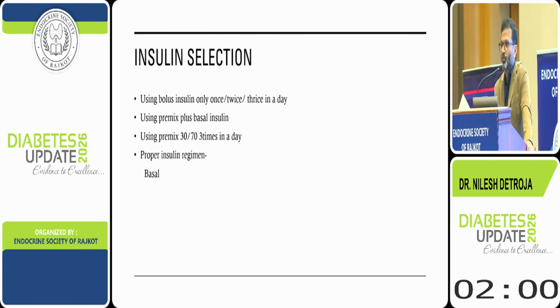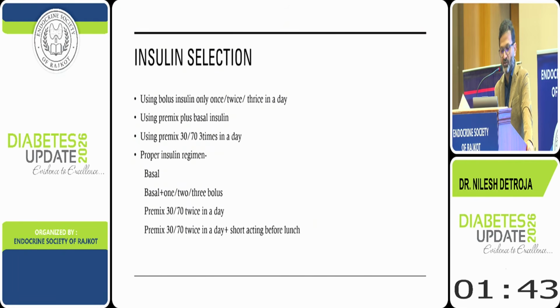So what are the proper insulin regimens? If you are starting newly, start with basal, that is fine. If it's not controlled with basal, you can add bolus, either 1, 2 or 3. You can go on intensifying according to the requirement. Premix twice in a day, 30-70 preparation, that is also fine. Sometimes if premix 30-70 twice in a day is not working, you add short-acting before lunch, and that will also work in some patients.